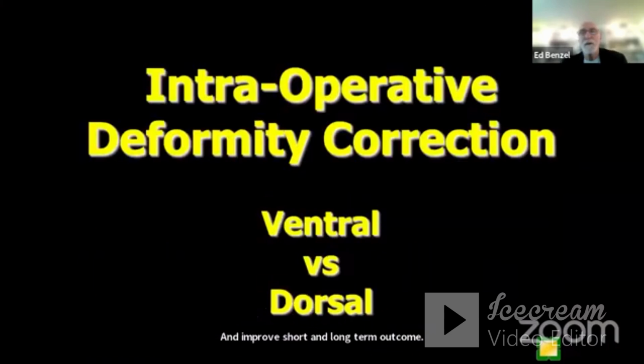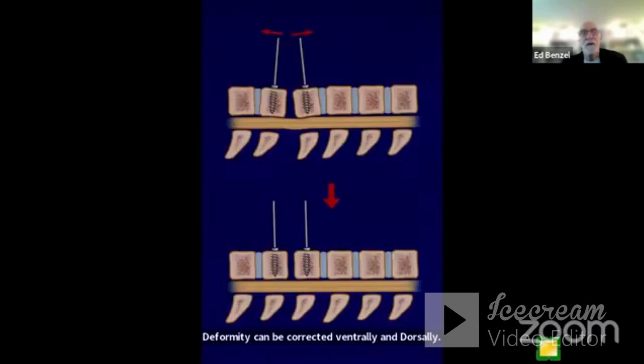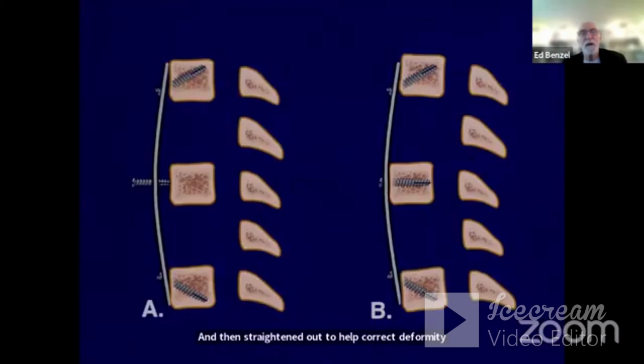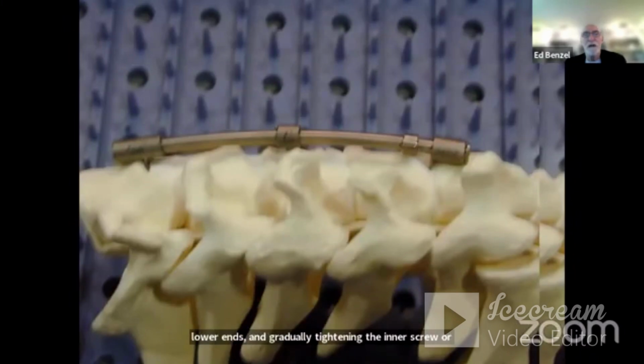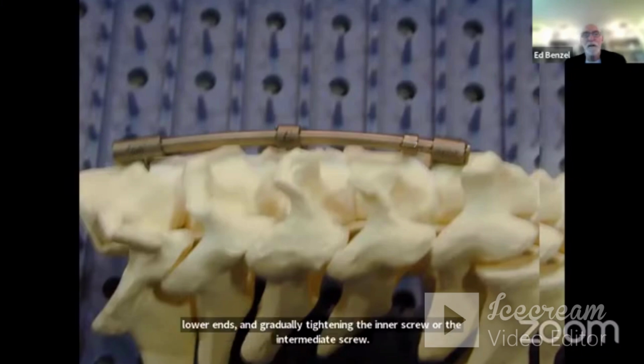Intraoperatively, deformity can be corrected ventrally and dorsally, and it's all about leverage. Ventrally, we can use Caspar pins placed convergently and then straightened out to help correct deformity. We can leave an intervening vertebral body and bring the bone to the implant to correct a straightened spine or a kyphotic deformity. This is depicted here by placing screws at the upper and lower ends and gradually tightening the inner screw, or the intermediate screw, to attain a lordotic posture.